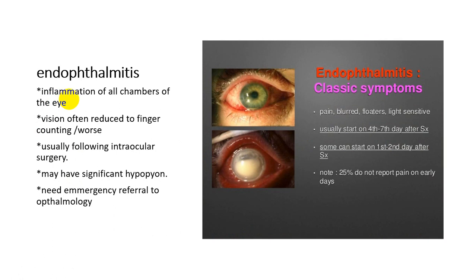Endophthalmitis. Endophthalmitis is an inflammation of all chambers of the eye, and vision is often reduced to finger counting or hand movements, usually following intraocular surgery like cataract surgery and other surgeries, and may have significant hypopyon. You see here significant hypopyon, and this needs emergency referral to ophthalmology.